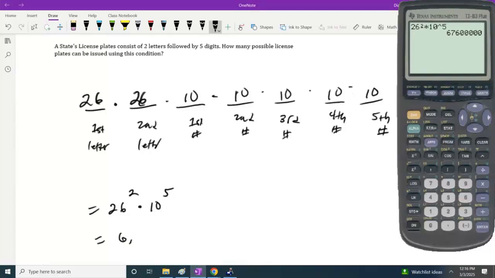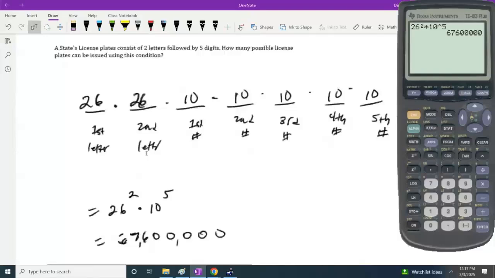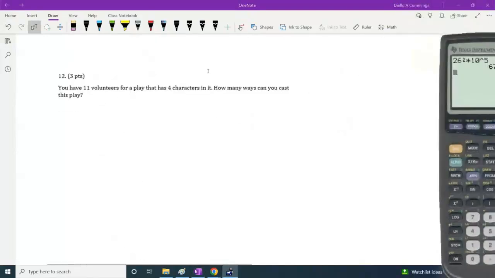26 squared times 10 to the 5th power is, I believe that's 67 million. And let me just write it out first. I'll add the 0s. 6, 7, 6, 1, 2, 3, 4, 5. Yeah, 67,600,000 possible license plates. All right, that's number 11.